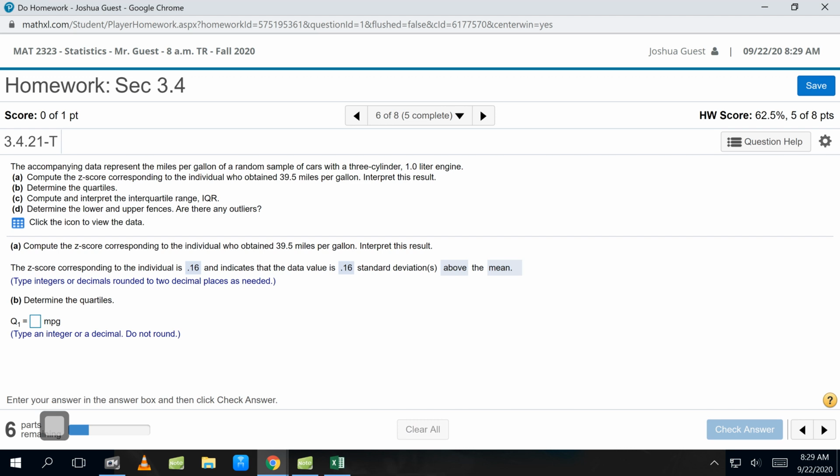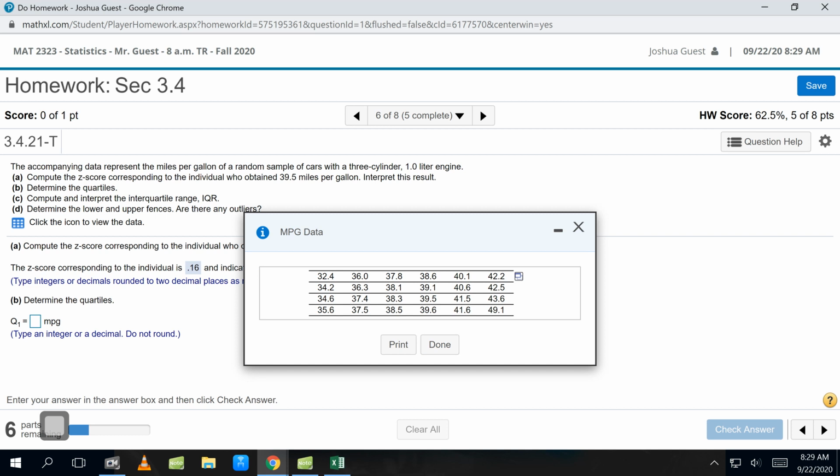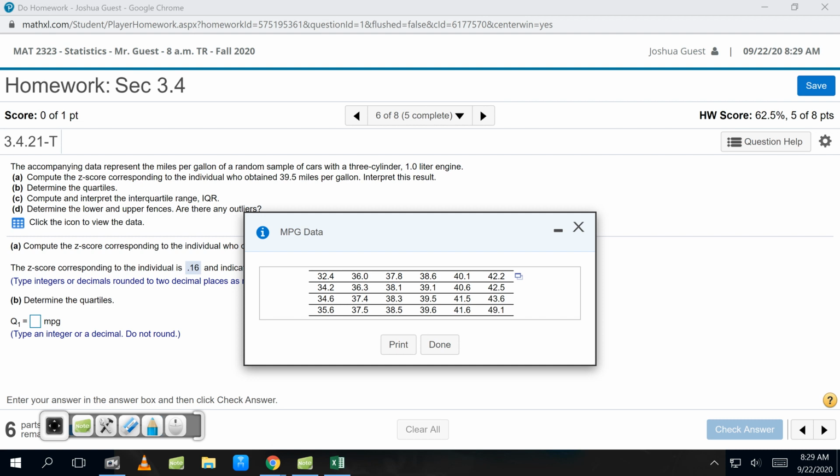And then determine the quartiles. How do I determine the quartiles? Well, the quartiles are the median. So we have 24 values. We go 1, 2, 3, 4, 5, 6, 7, 8, 9, 10, 11, 12. So this one and this one are the middle two values. So if we take 38.6 plus 38.5 and we divide by 2, we get 38.55. And 38.55 is the median, which is also known as Q2.